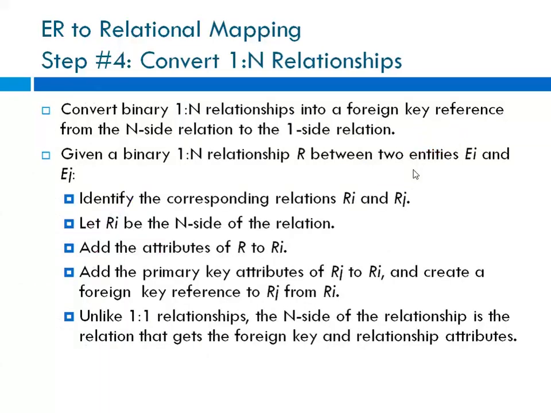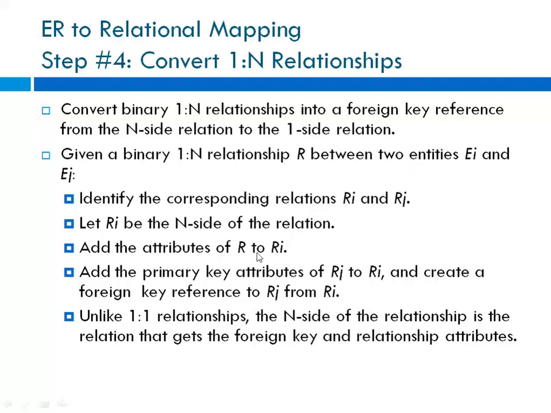So next is converting the one-to-many relationship. This is the fourth step. Convert a binary one-to-many relationship into a foreign key reference from the n-side relation to the one-side relation. Now here in the ER diagram we have to understand which particular entity set is giving many entities and which entity set is giving one entity. So we have to understand the n-side and one-side of the relation. After you identify this, you will do the changes like this.